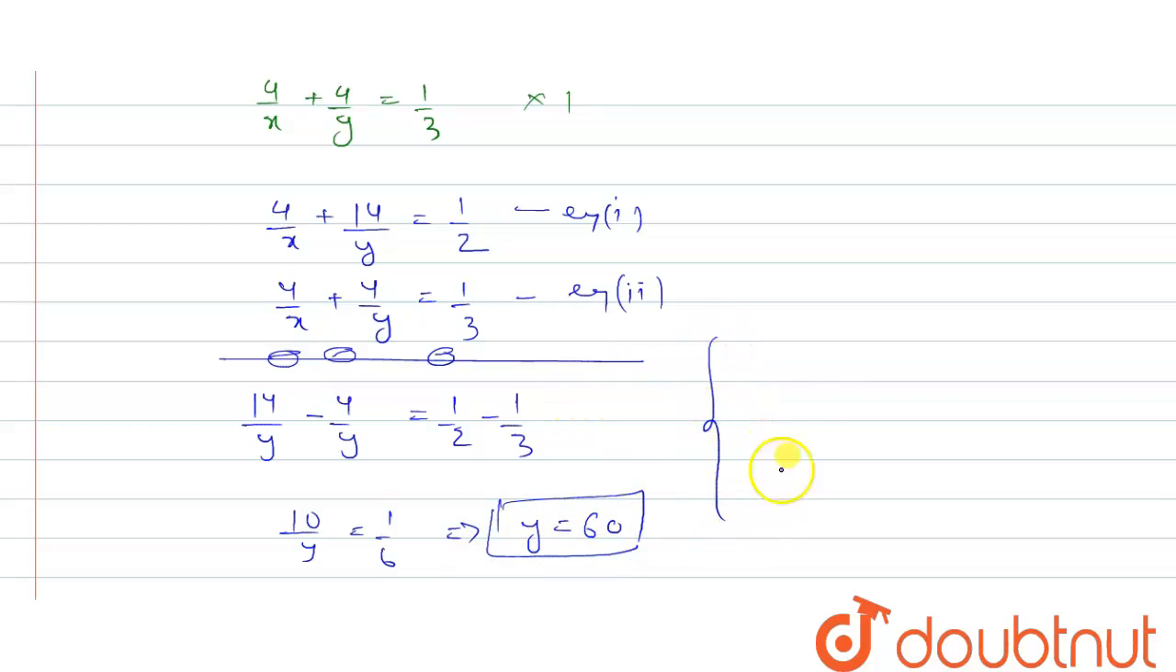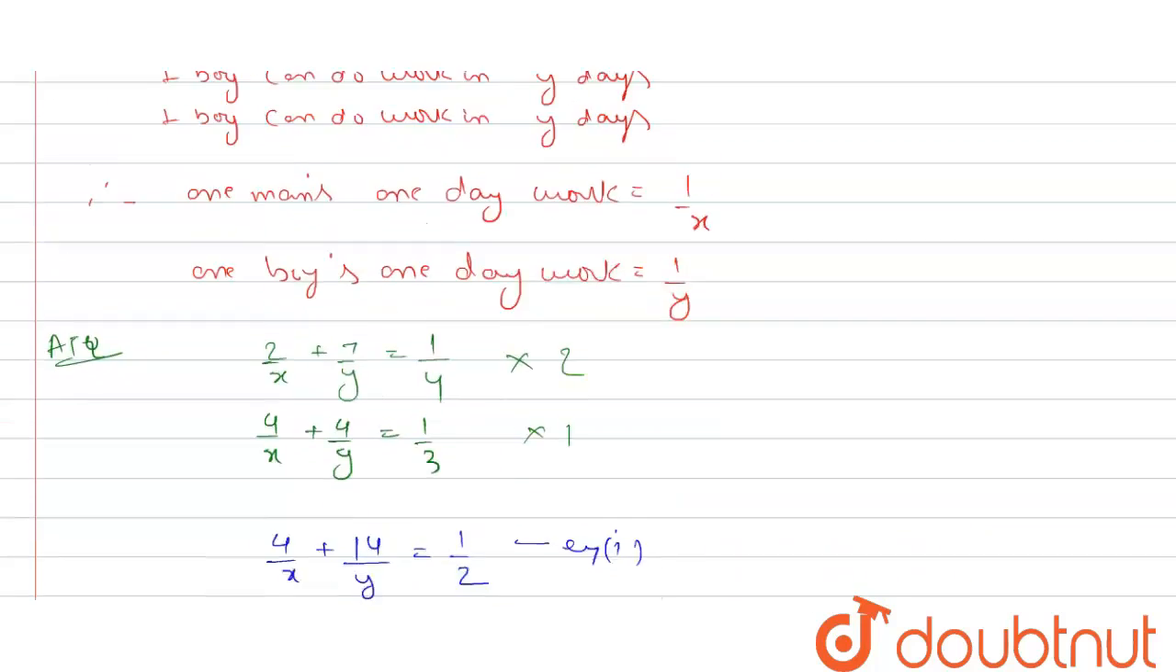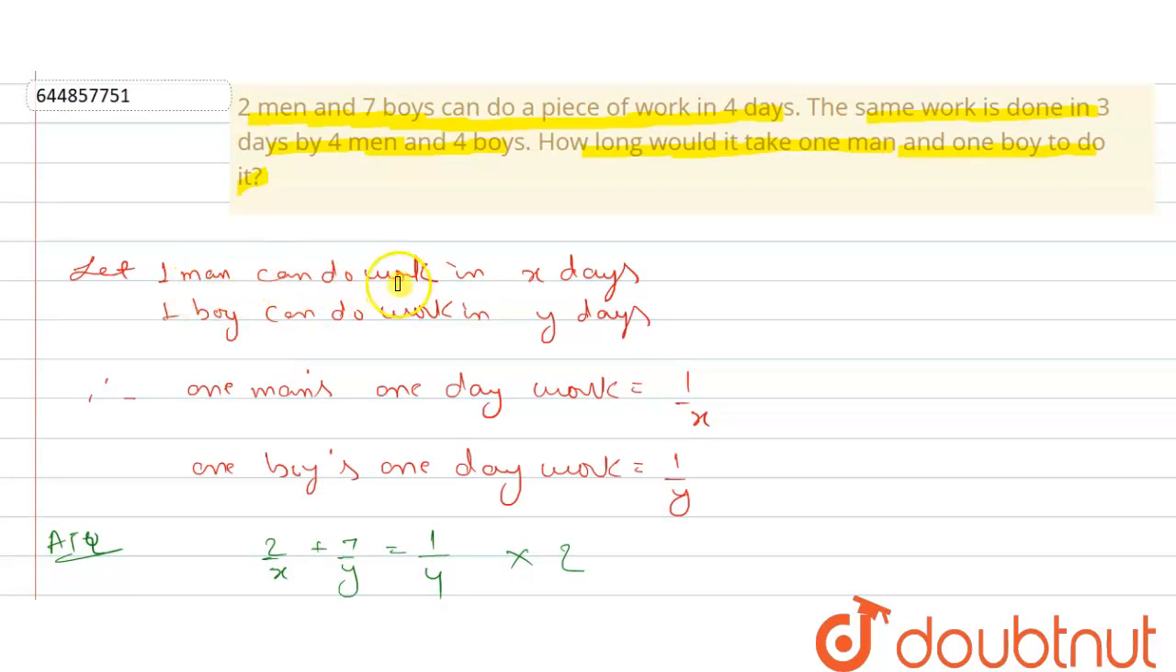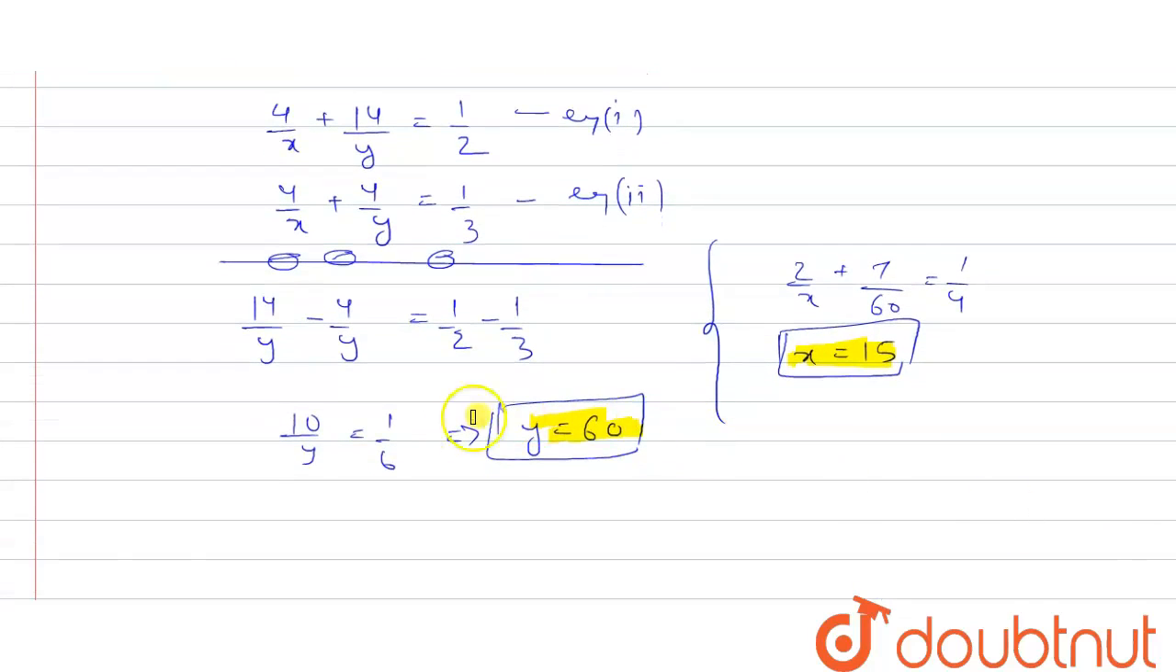We will get 2 upon x plus 7 upon y, that is 7 upon 60, equals 1 upon 4. On solving this, we will get x equals 15. Therefore, we have the value of x equals 15 and the value of y equals 60. So, 1 man can do the work in 15 days and 1 boy can do the work in 60 days. These are our required answers.